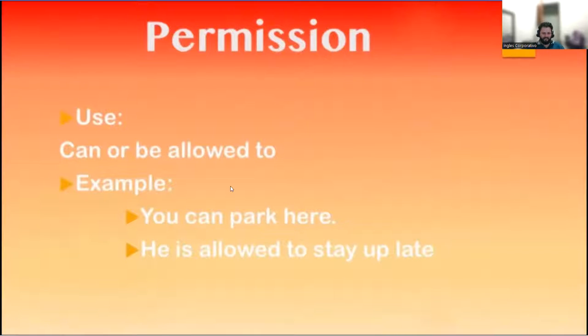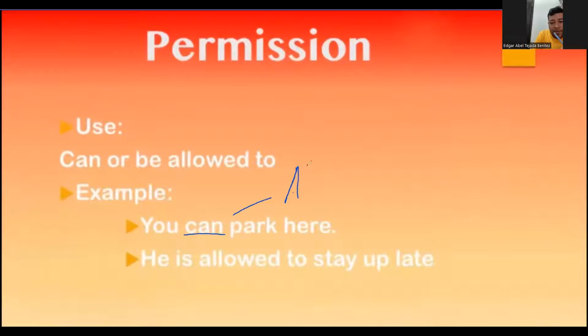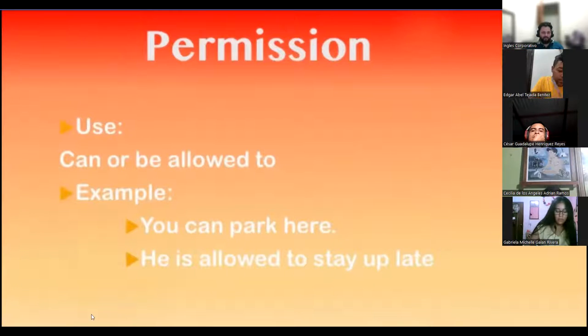But if I say, guys, you can park here, is that ability? It's a what? No, it's a permission. All right, no, it's permission, right? Exactly. So we can use can, guys, to talk about permission. And we can say, guys, be allowed to too, right? You can say be allowed to stay up late. All right. So what is the structure, guys?